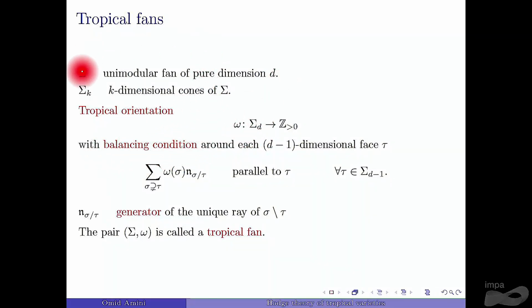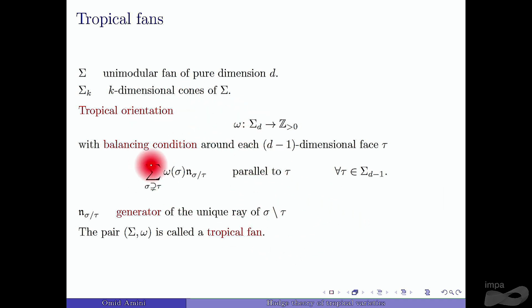I endow this sigma with a tropical orientation, which is an association of weights to top dimensional cones. These weights are positive integers. If you don't like to work with weights, you can suppose that all of them are equal to 1. But in a minute I would like to show you a lot of tropical fans coming from geometry or constructed by operations on tropical fans. As soon as you start working with tropical fans, you should get rid of having weights equal to 1. That's why I put weights with positive integer values. This is called a tropical orientation.